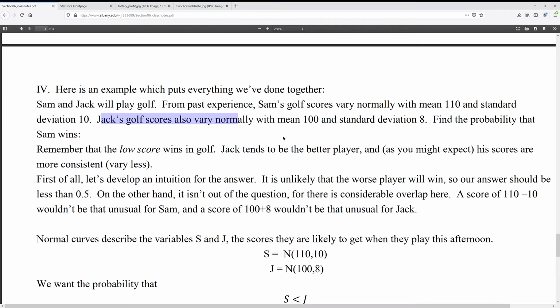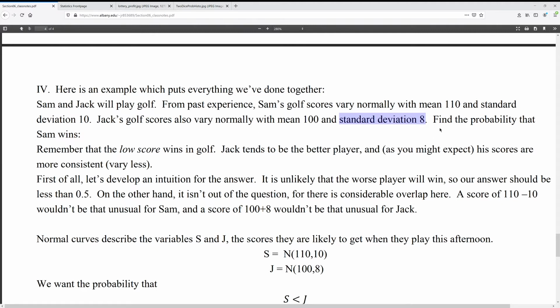Jack's golf scores also vary normally with mean 100 and standard deviation 8. Let's think about that. Now remember, the low score wins in golf, so Jack tends to be the better player. And as you might have expected of the better player, his scores vary less than Sam's. So number one, he is the better player in the sense that on average he gets a lower score, and he is more consistent in his games. His games don't vary from one to the other so much, as you would expect of a better player. But theoretically, the one need not have anything to do with the other.